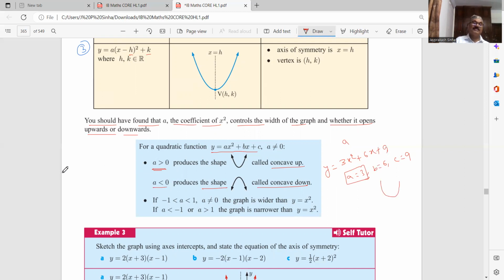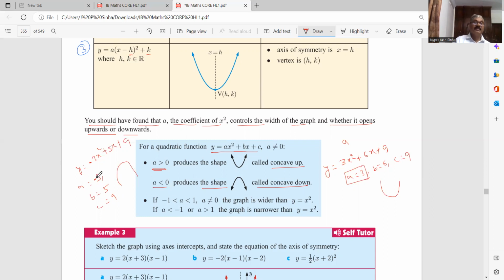If in this case, y is equal to minus 3x square plus 5x plus 9 like this. So what is here? Minus 3. So here what is A? A is equal to minus 3. B is equal to 5. C is equal to 9. So because A is negative, A is less than 0. So in this case, your graph will open downward. This is the meaning.